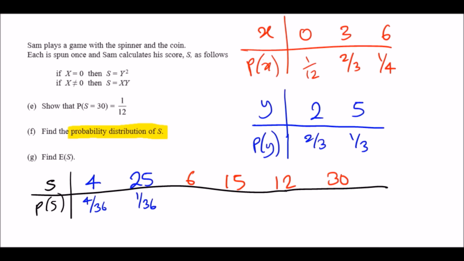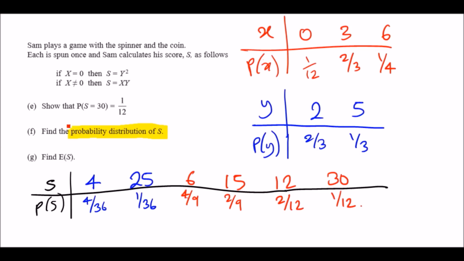Okay, now for the probabilities. To get 3 and 2, it would just be 2/3 times 2/3, which is 4/9. To get 15, it would be 3 times 5, so 2/3 and 1/3, which is 2/9. What else do we have? 12, 6 times 2, so 1/4 and 2/3 will make 2/12, so multiply them. And the last one, which is actually the solution for part E, is just 1/4 times 1/3, which is 1/12. I think the red ones are quite straightforward, but the blue one is a bit tricky.